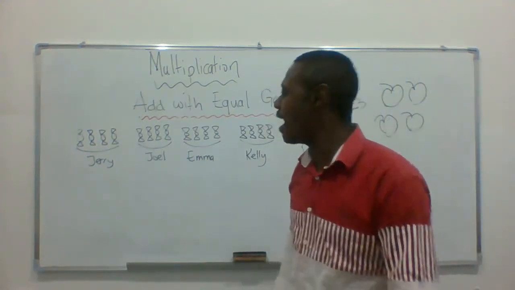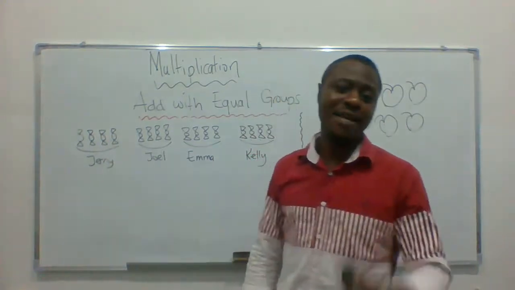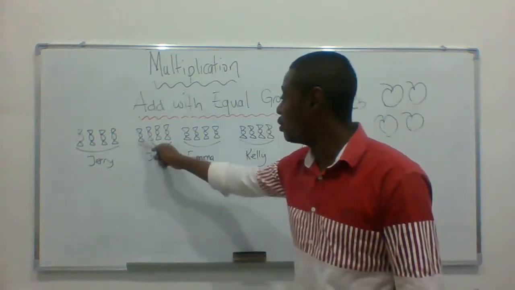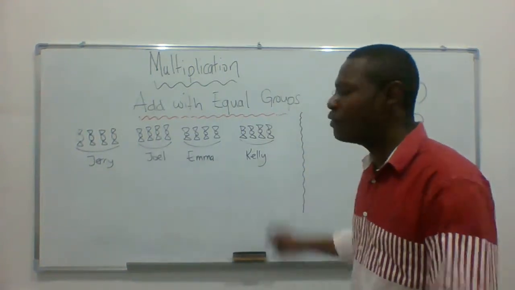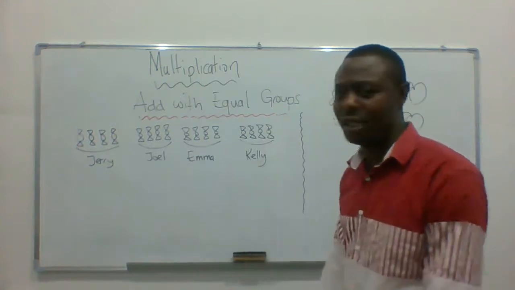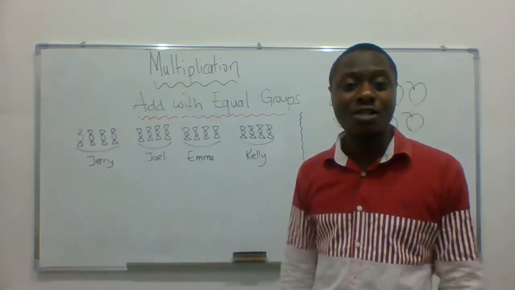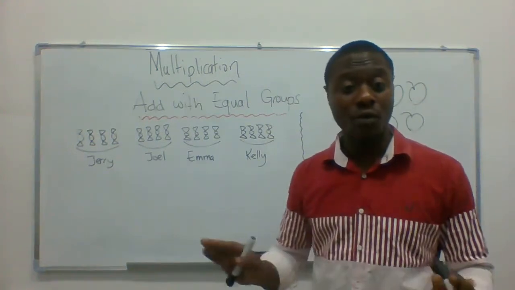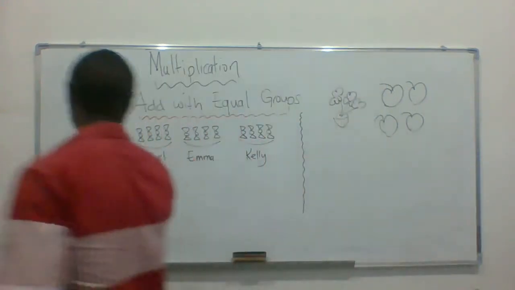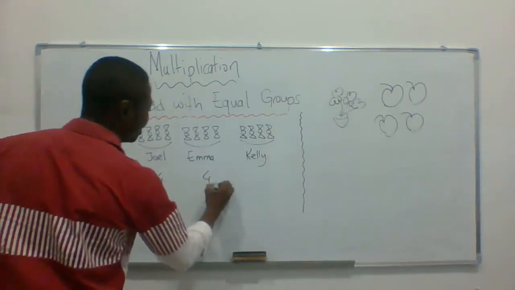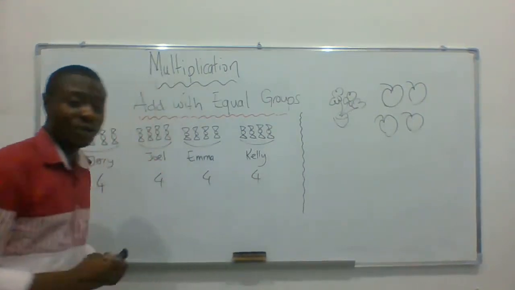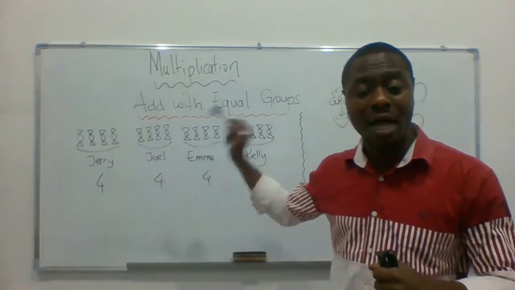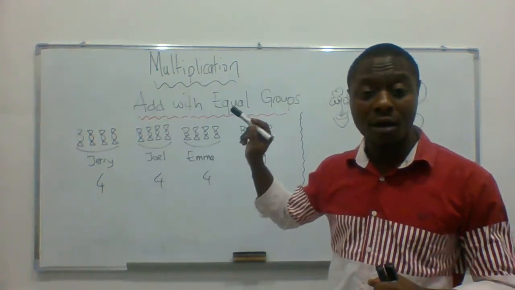How many candies does Mr. Jerry have? 1, 2, 3, 4. Wow, I have 4 candies. But not more than Mr. Joel. Mr. Joel, 1, 2, 3, 4. So each of us has got 4 candies. Even Emma and Kelly, all of us have got 4 candies. So we all have the same amount of candies, which is equal for everybody. So I have 4 candies, Mr. Joel has 4 candies, 4 candies for Kelly, and 4 candies for Emma. Wow. All of us have got 4 candies. This is addition of equal groups.